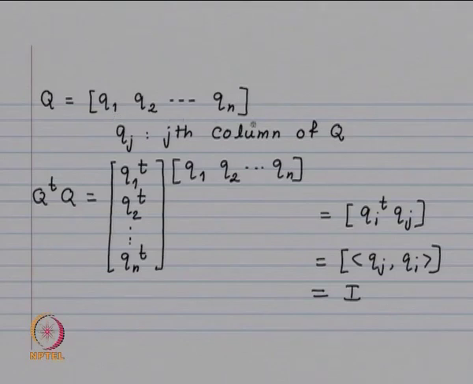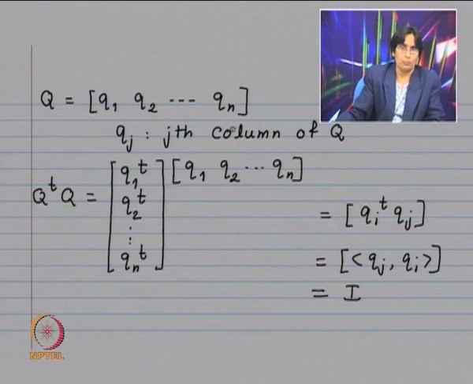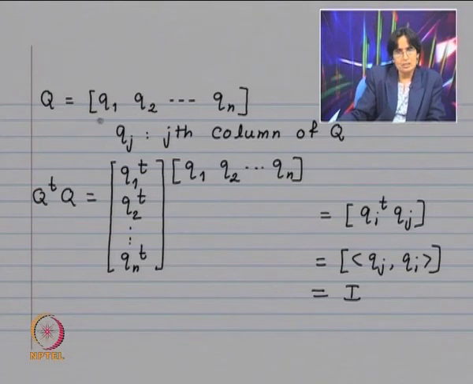Let me write Q as q 1, q 2, up to q n. So, these are the columns of Q. Q is going to be an n by n matrix, and q 1 is the first column, q 2 is the second column, and q n is the nth column. Now, what will be Q transpose? Q transpose will be given by q 1 transpose, q 2 transpose, up to q n transpose. So, q n is an n by 1 vector. When I take its transpose, it becomes a row vector. So, here q 1 is the first column of Q. q 1 transpose is going to be the first row of Q transpose, then q 2 transpose and q n transpose, multiplied by q 1, q 2, q n.